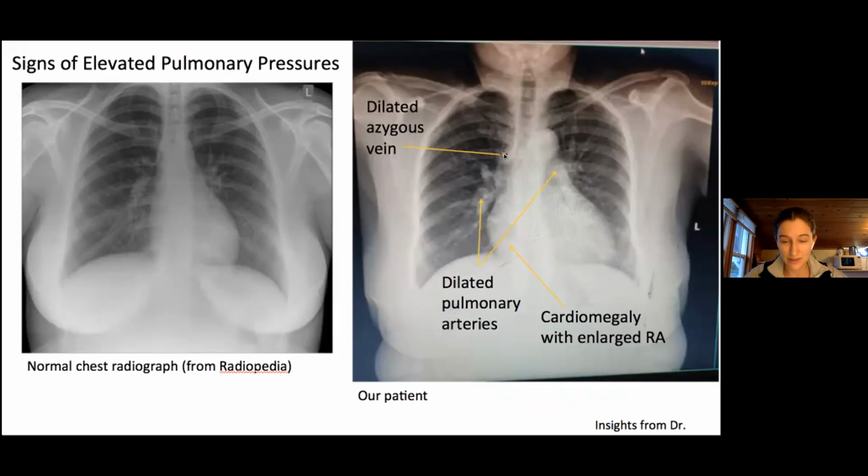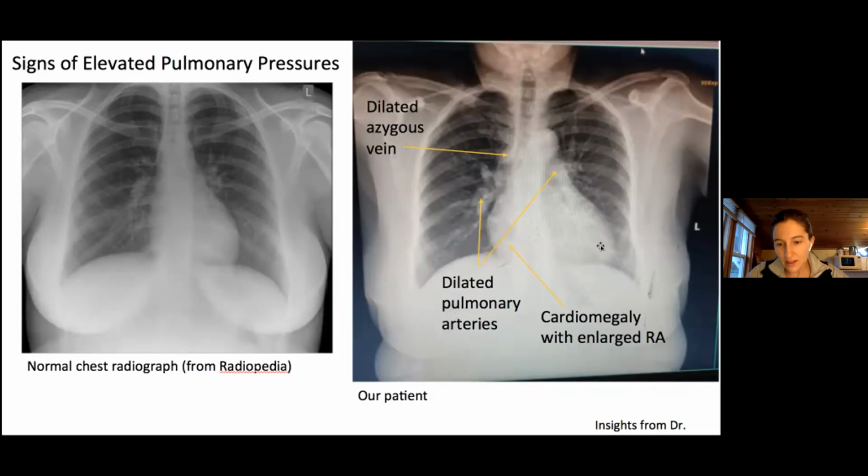If you squint, and I never would have seen this without Dr. Ralph, this is a dilated azygous vein, which isn't really visible on a normal film, but in elevated pulmonary pressures, you can see the azygous vein become a little more prominent. She also has cardiomegaly. If you were to get out a ruler and measure, this is more than half the diameter. And this, in particular, in this pretty good, not very rotated film, it's driven by an enlarged right atrium on the right heart border.